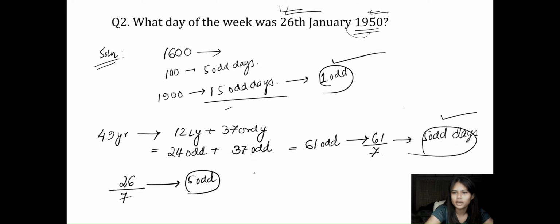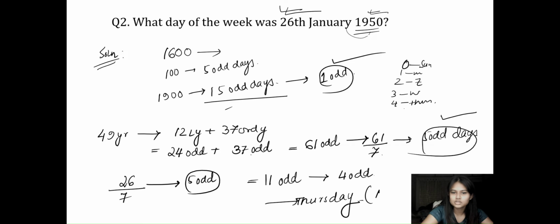So 4 odd days. Whenever we get an odd day count of more than 7, we divide it by 7 and take the remainder. So we're getting 4 odd days. So from our table, what was 4? 0 is Sunday, 1 is Monday, 2 is Tuesday, 3 Wednesday, 4 Thursday. Therefore, this is a Thursday. So this is how you're going to use the table.